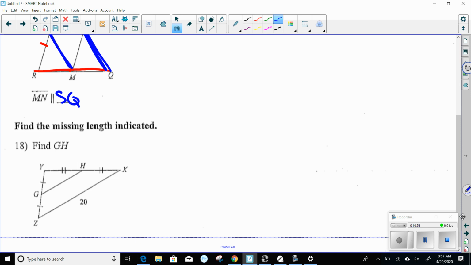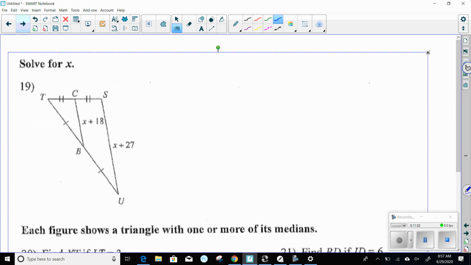So if the third side is 20, this mid-segment has to be half of that, so it has to be 10. We can make that a little bit tougher by making them equations. I want you to notice this is the mid-segment, right? That's the midpoint, those two are equal. So this is the mid-segment, so it has to be half of that third side.